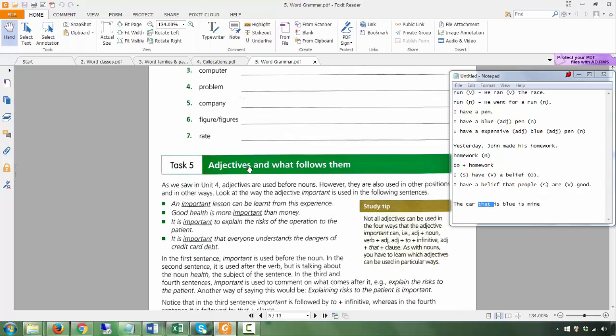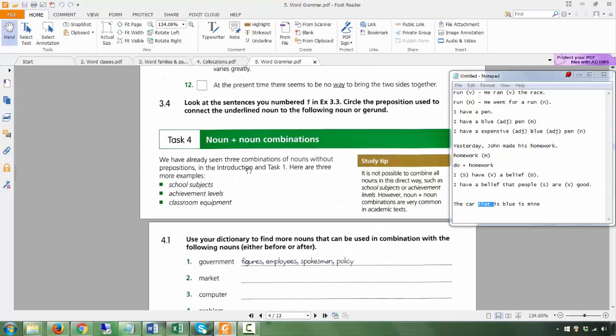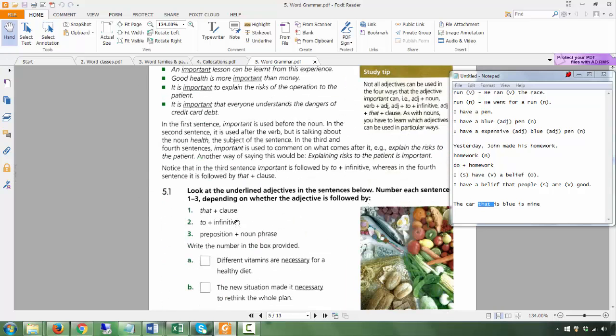Adjectives also have the same, just like nouns. You have that same pattern. Now you have 3 patterns here: that, to plus base verb, to plus infinitive, and preposition.